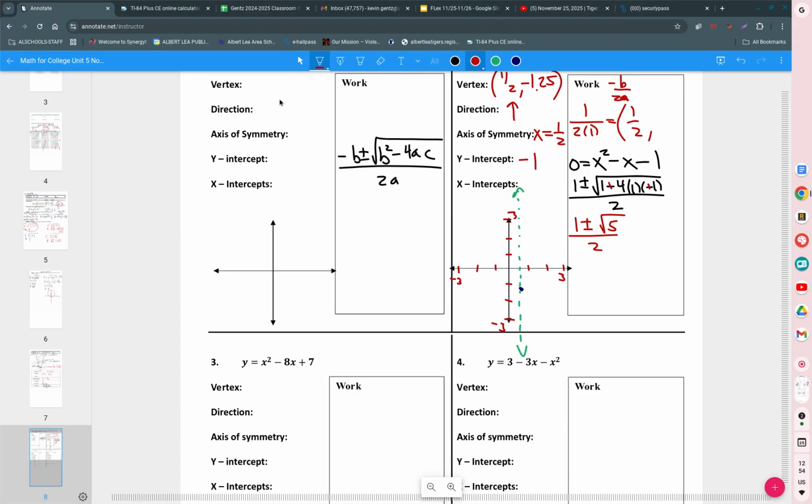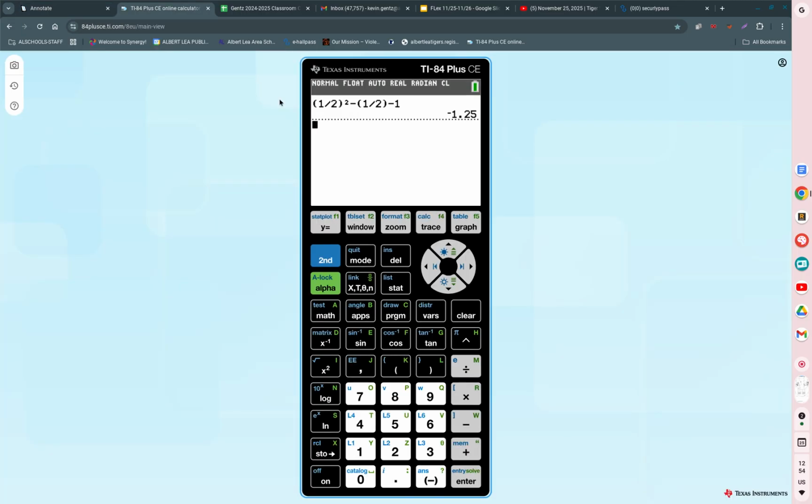So watch how I do this. X-intercepts 1 plus or minus the root of 5 divided by 2. That's simplest radical form. I'm now going to calculate the decimals. I'm going to use my calculator, and I do 1 plus the root of 5.